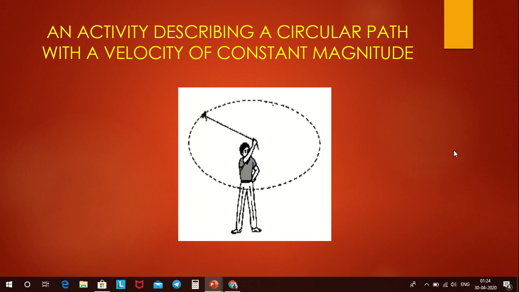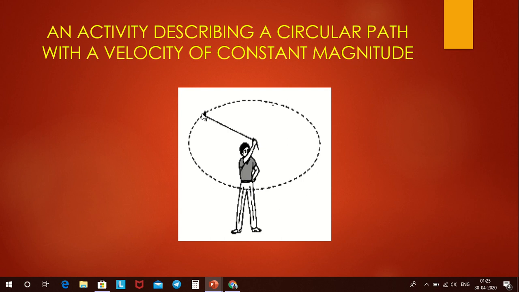Now, let us see an activity describing a circular path with a velocity of constant magnitude. Students, to do this activity, you need to take a piece of thread and tie a small piece of stone at one of its ends. Move the stone to describe a circular path with constant speed by holding the thread at the other end, like you can see in this figure. Right? This boy is holding a long thread, and one end of the thread is held by him, another end is tied with a stone.